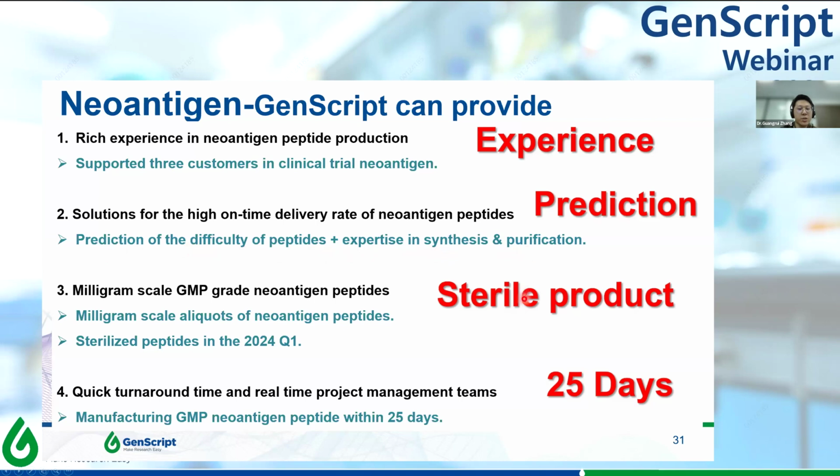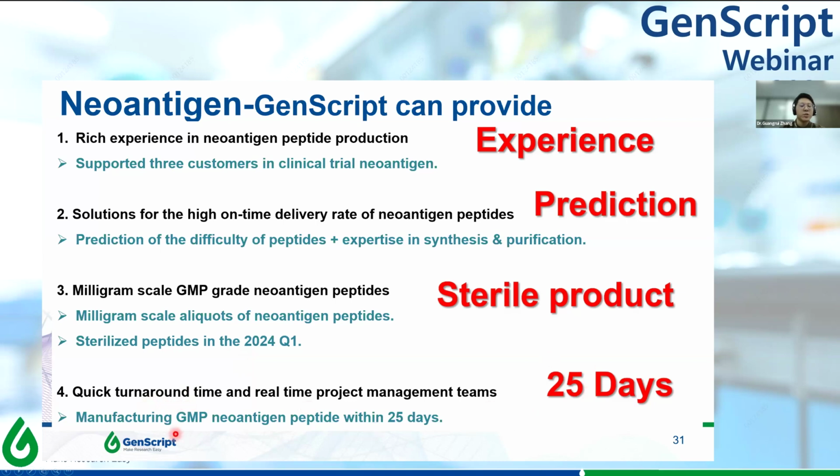And third, which is the most important, is a sterile product. If you want to do the PCV, you have to directly inject the peptide solution into the patients. At that time, you need the sterile product. We can provide milligram-scale aliquots of neoantigen peptide and sterilized peptide, which we already launched in Q1. And finally, we can give you a quick turnaround time, under 25 days.